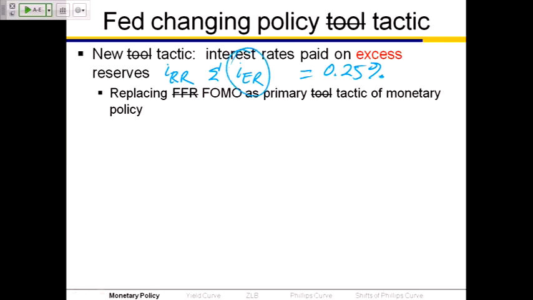So what they're going to do is start changing the interest rate that they pay banks on the balances in the banks' excess reserves. If they want interest rates to increase, they're going to start paying banks a higher rate of interest on what they have in their excess reserves.